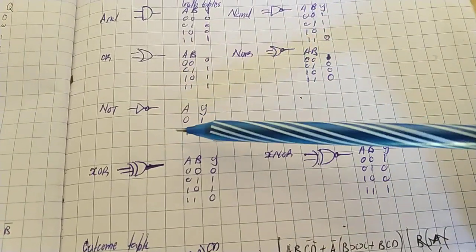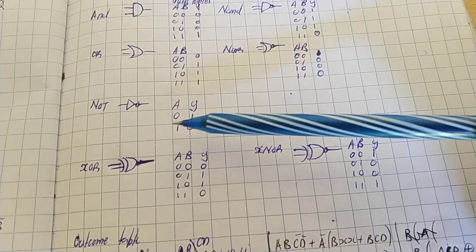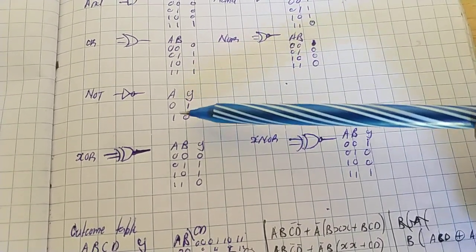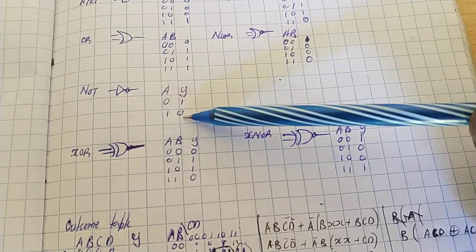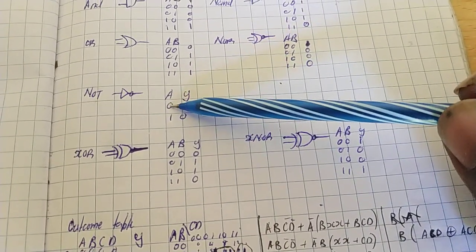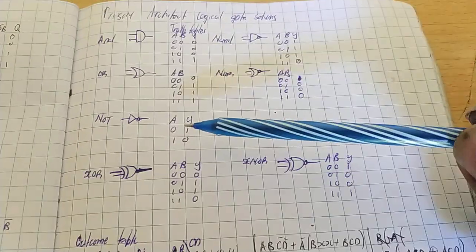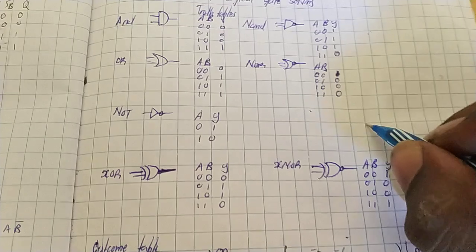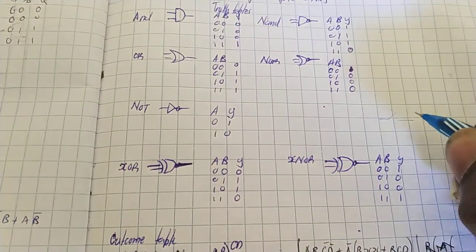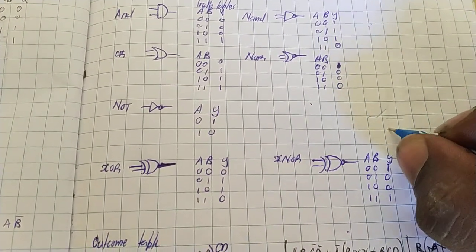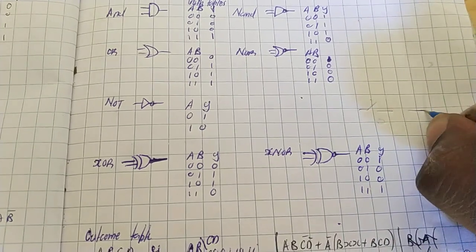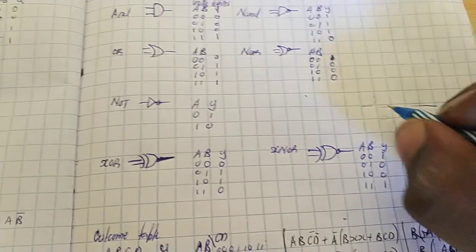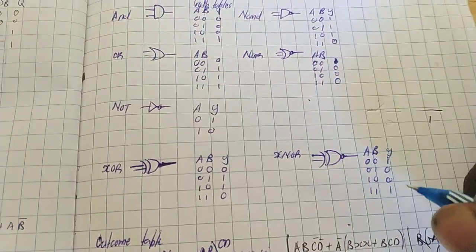And then there's a NOT. NOT just does the opposite of the input. So if the input is low, you get a high, and if the input is high, you get a low. I'm using zeros for lows and ones for highs. Remember, these are switches. At this state, it's at 0, and when it's connected, it's at 1. I hope you have seen that.